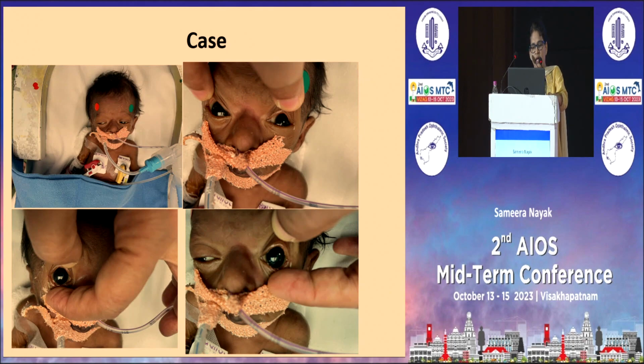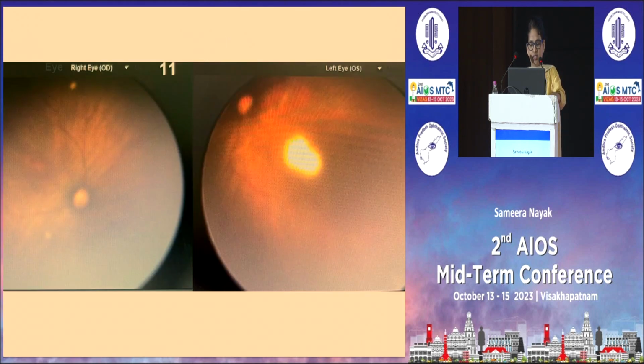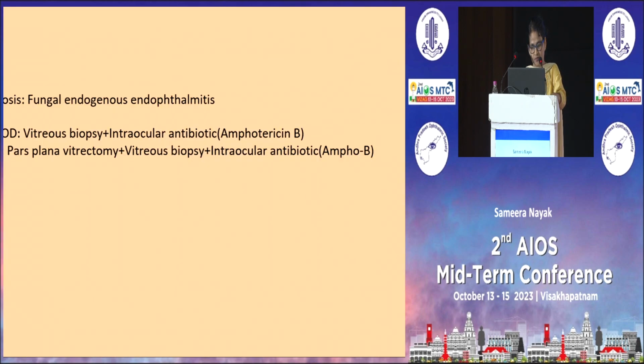This was the baby, and when we saw under microscope, anterior segment was essentially within normal limits except mild congestion in both eyes. And this was the fundus picture. This is the RetCam picture of right eye and left eye. There was vitritis present in both eyes, and there was yellowish fluffy exudate sitting on the retina in multiple areas in the right eye as well as in the left eye. The left eye fluffy exudate was very prominent, and it was protruding towards the vitreous cavity.